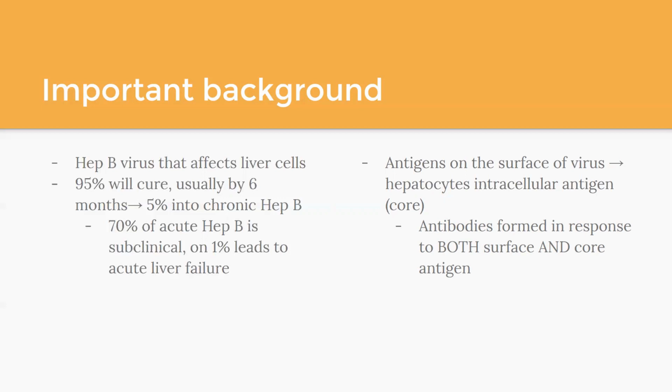And so that's why there are so many different tests here, because we're talking about surface and core when we're talking about the blood tests. And we can't measure core antigen, again, because it's inside the liver cells. So the only way we can see if there's an infected liver cell is by looking at the antibodies that come in response to the core, which is really important.